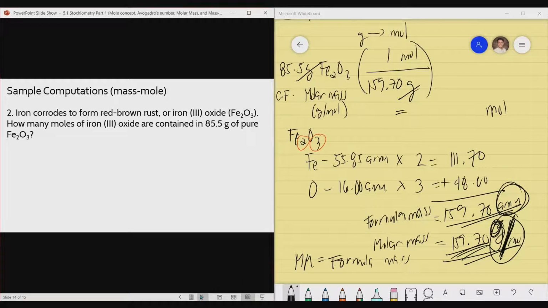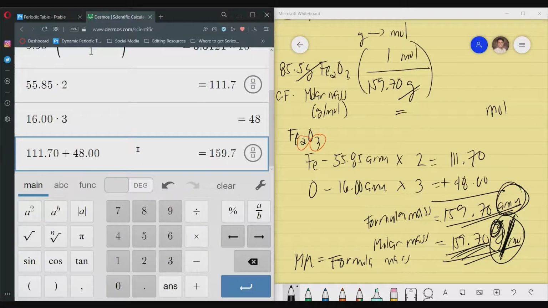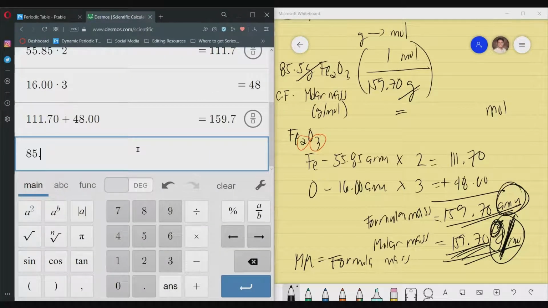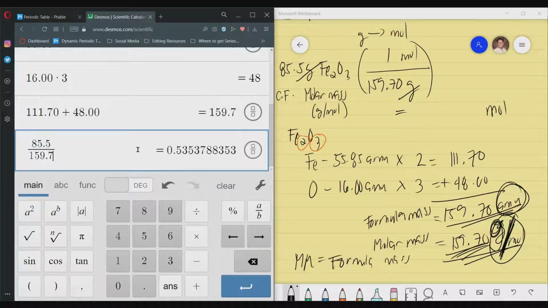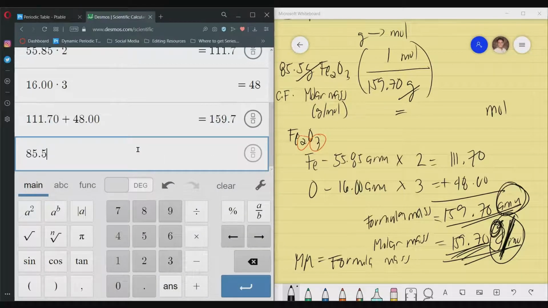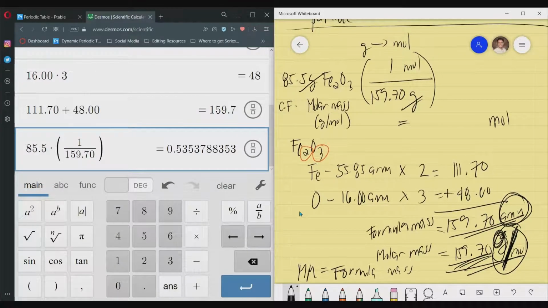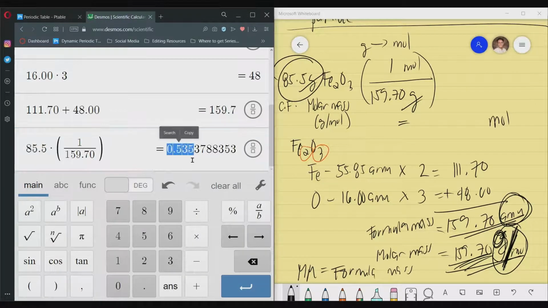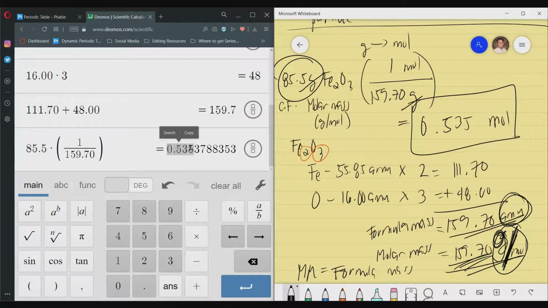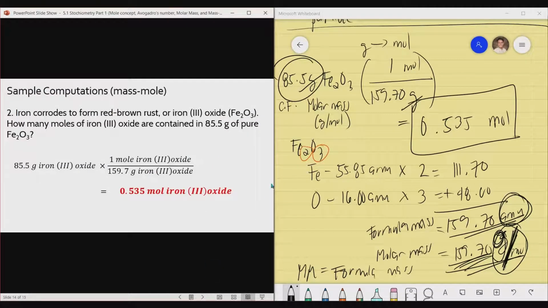Okay, so input that one on the calculator. I actually have the same solution as that of the PowerPoint. So 85.5 divided by 159.70. Let me show you a more complete solution. Multiplied by the quantity 1 all over 159.70. I have this answer. And then again, this is least significant figure because we use multiplication. 3 sig fig. So I'll be only copying this particular bit: 0.535 moles of iron 3 oxide. So I have the same answer as that of the PowerPoint.